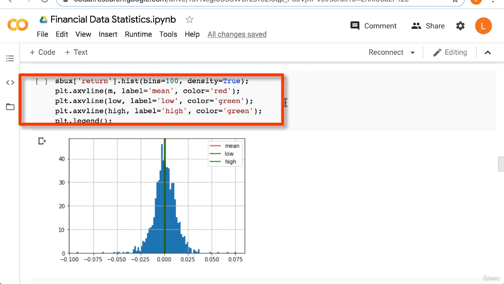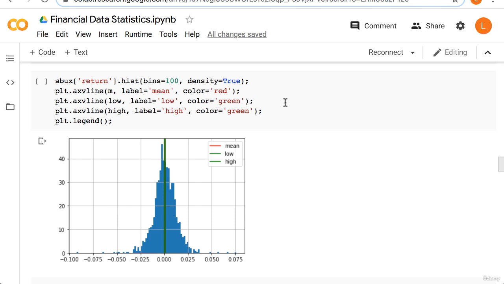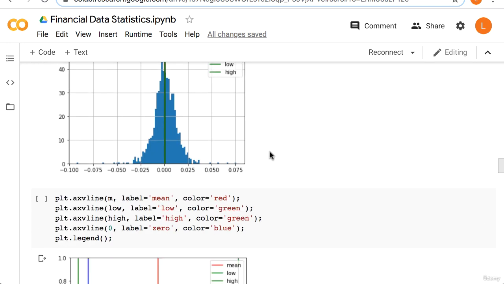Next, I'm going to make a vertical line for the lower limit. I'll call this low, and I'll make the color green. Next, I do the same thing for the upper limit. Now, if we look at the plot, it's kind of hard to see. That's because the range of values is large relative to the confidence interval.